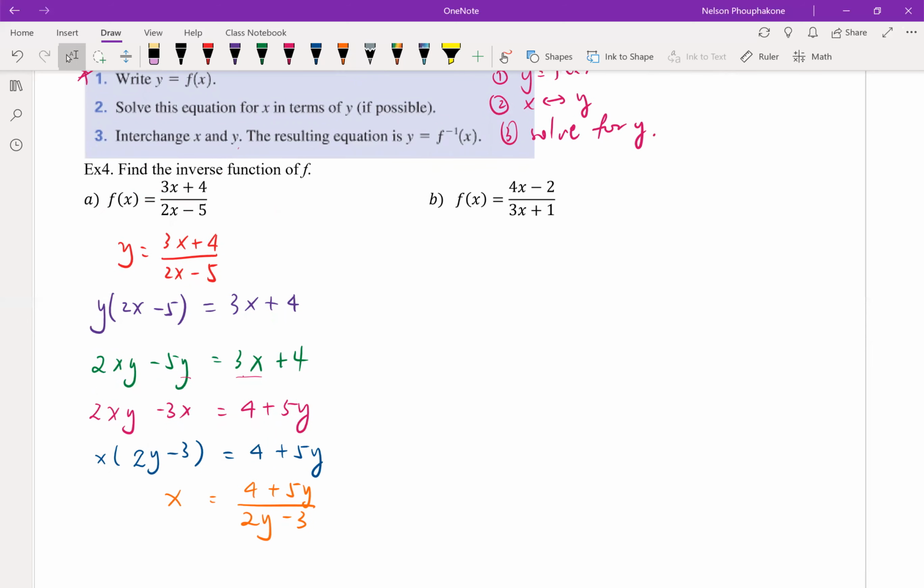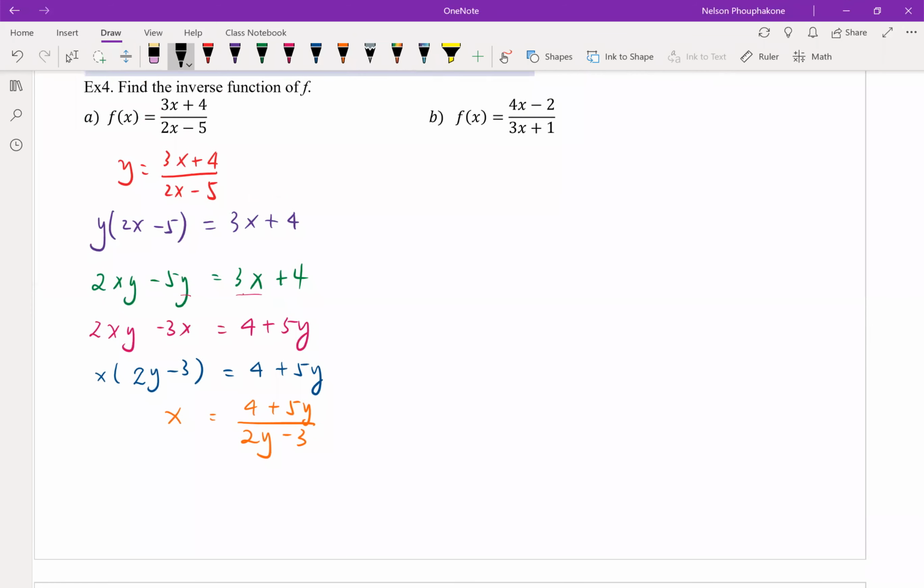Then now we get to step number 3, which is that we are going to interchange x and y. So what does this mean? It means that when you see x, you replace it with y. When you see y, you replace it with x. And then the last step, we rewrite y equal to f inverse of x equal to (4 plus 5x) over (2x minus 3). Okay, that's it.